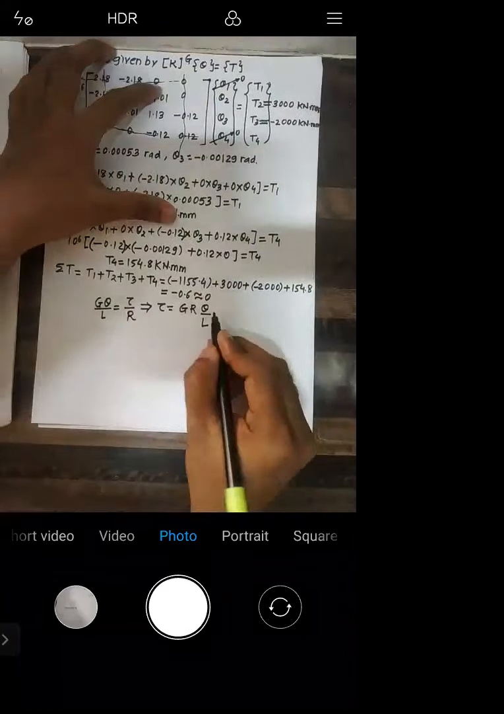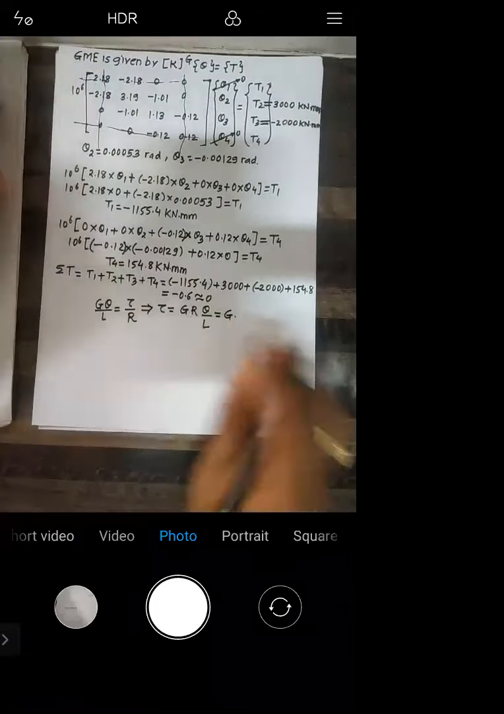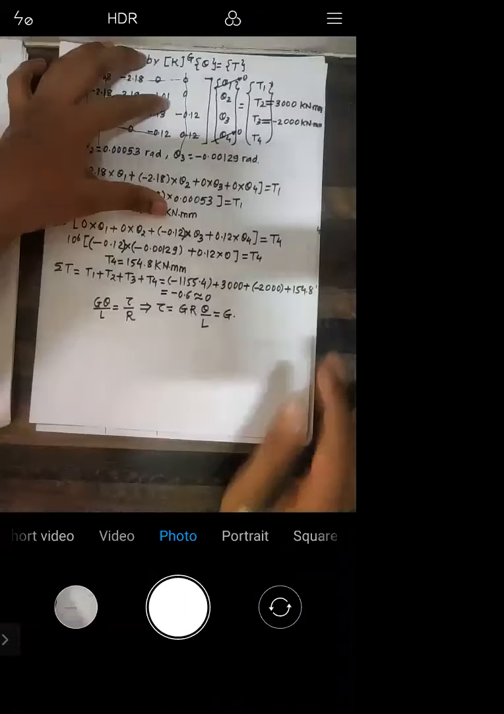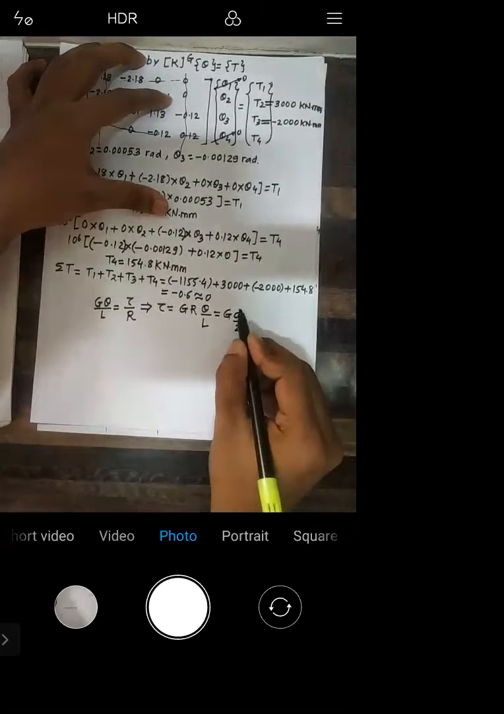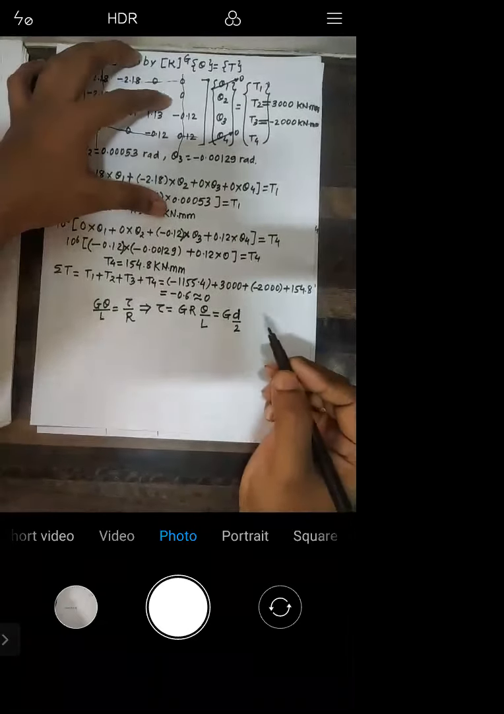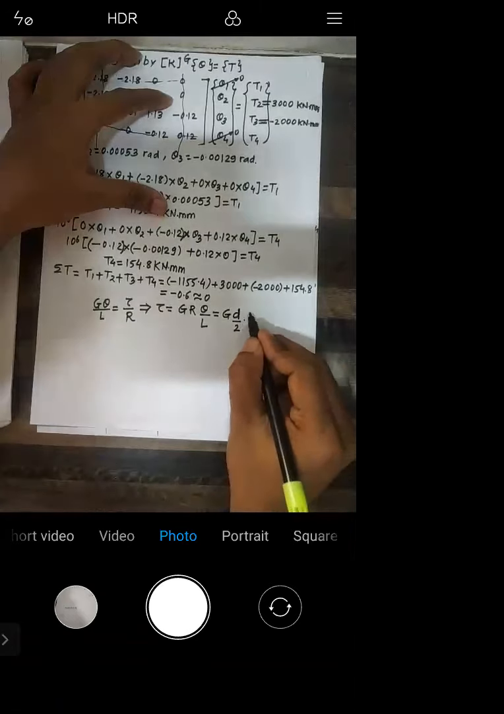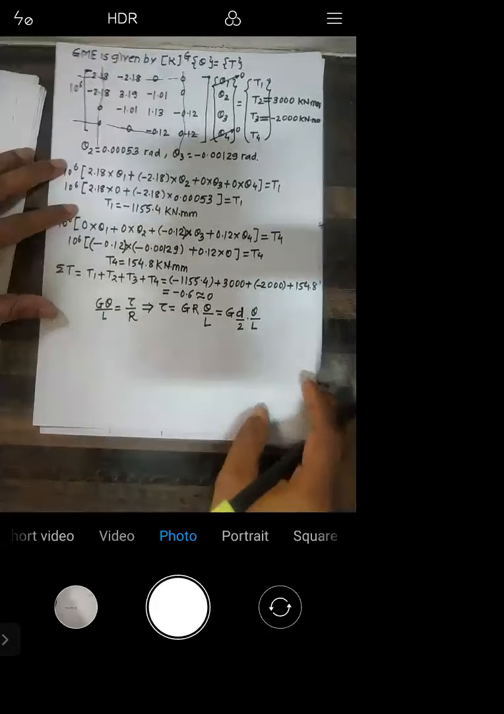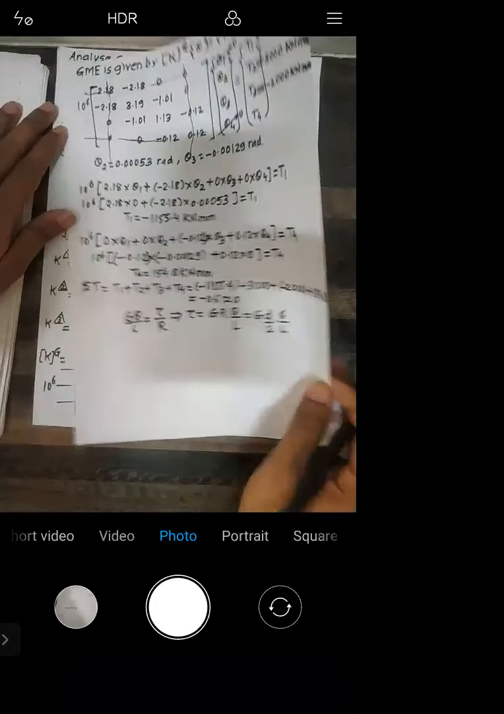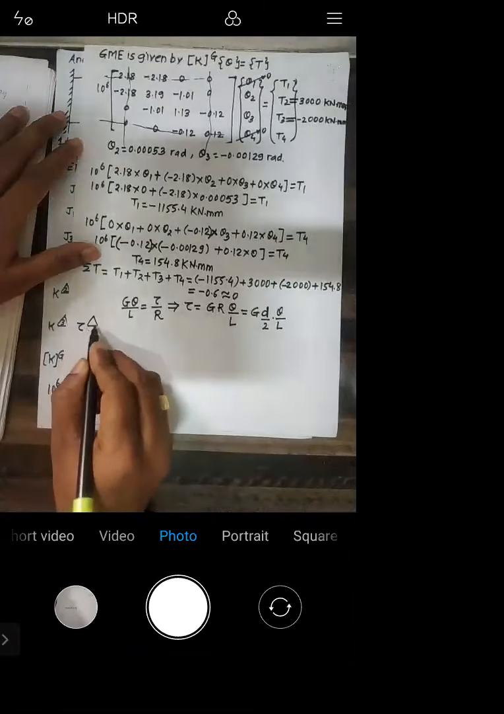It is nothing but G into, instead of radius, see in the problem diameter is given, right? So radius is nothing but diameter by 2. So I'll write it as G D by 2 into theta by L. Is it okay? Now I need to calculate the values of stress in element number 1.